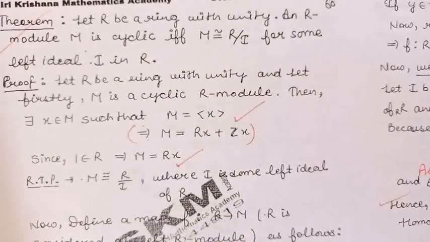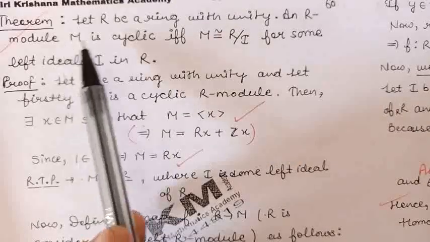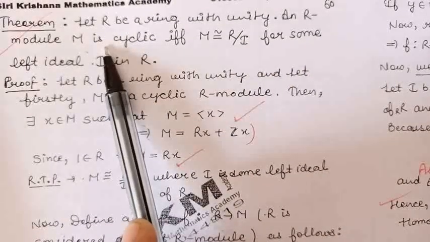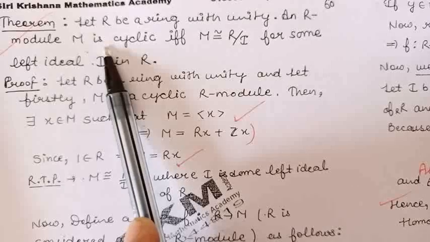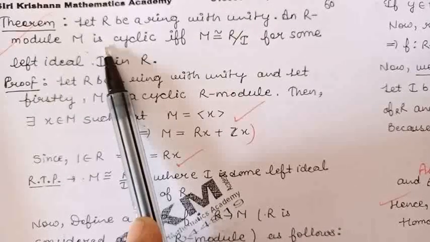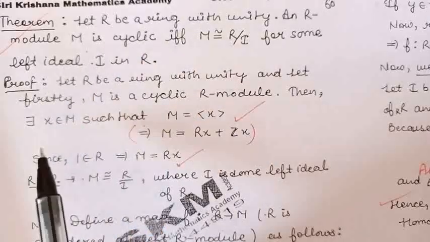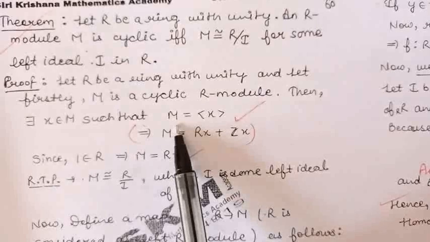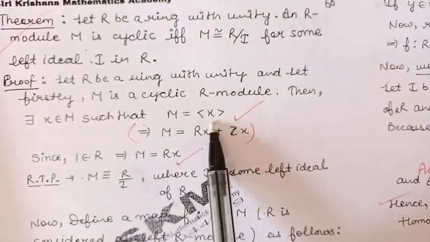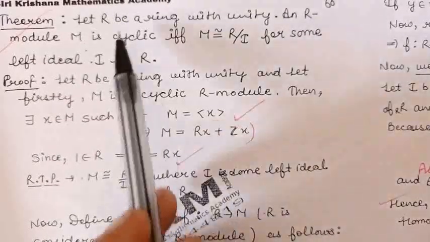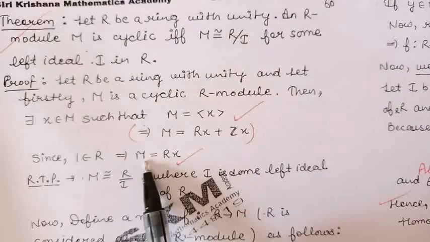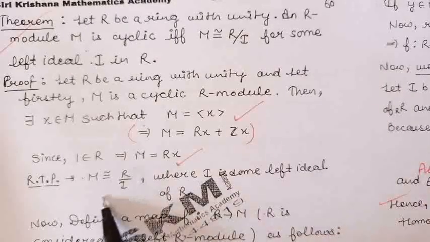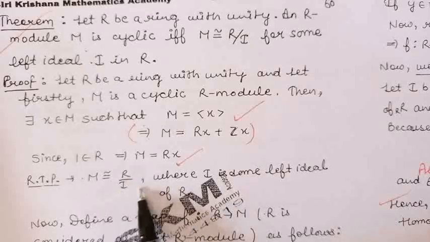So first of all, let us take M as a cyclic R module. So by definition of a cyclic R module, M is generated by a single element of M. So there will exist an element x belonging to M such that M is generated by x. Now because R is a ring with unity, we can say that M is equal to Rx. Now we are to prove that M is isomorphic to R/I.